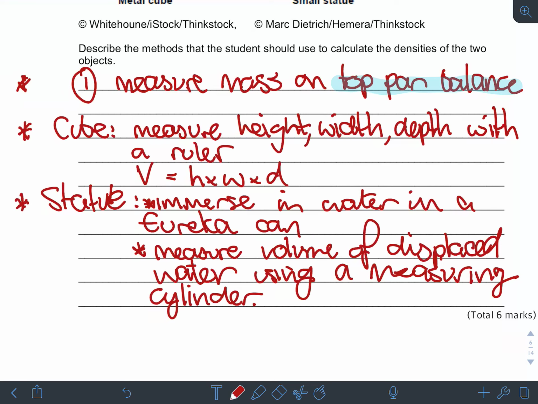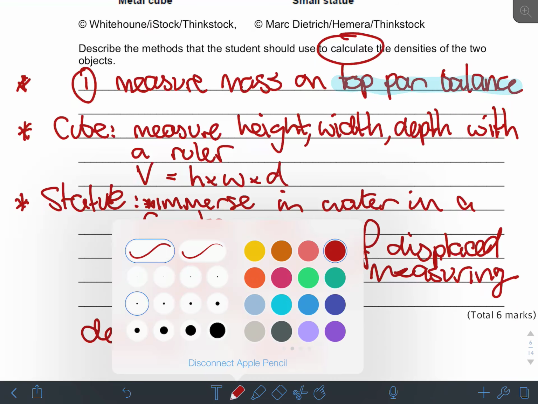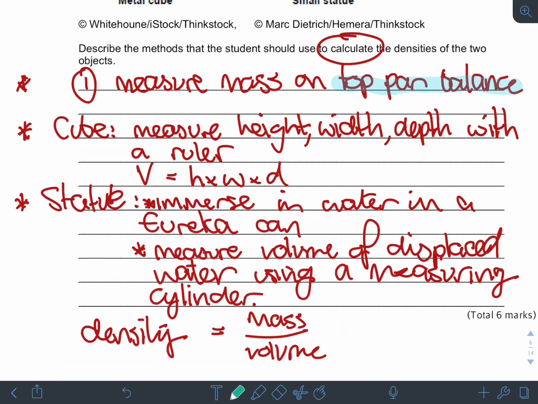And then finally we have to say how you would calculate. Remember up here it says calculate, and then density is mass divided by volume. So let's have a look. We've got mark number 1, mark number 2, mark number 3, mark number 4, mark number 5, and mark number 6. So that's pretty much how it broke down.